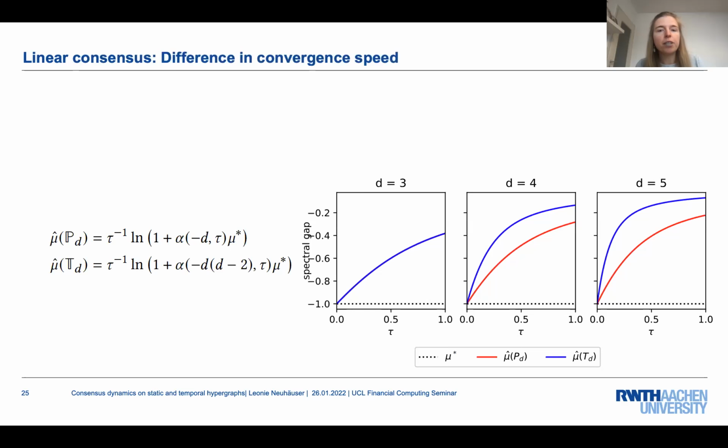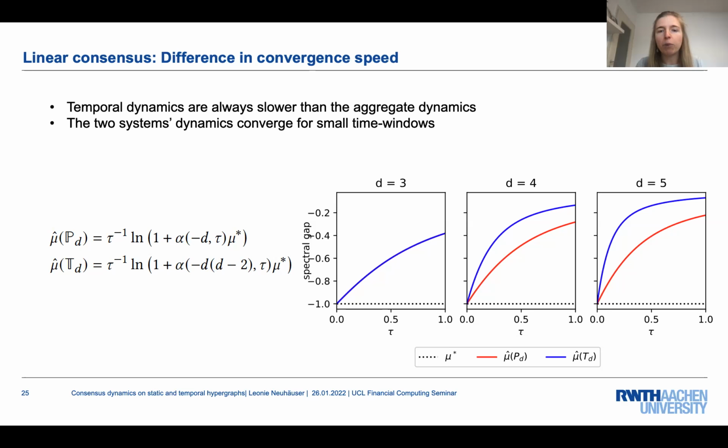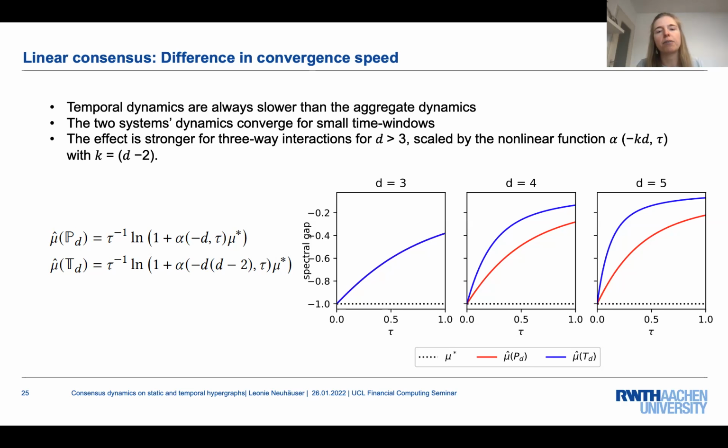So the functional relationship for the temporal and aggregated interaction matrices allows us to compare the spectral gaps of these systems, as I already said. And we can see that temporal dynamics are always slower than the aggregated dynamics, independent of the group size, for both pairwise and three-way systems. Moreover, the dynamics converge for small time windows to the aggregated dynamics. And interestingly, the slowdown effect is stronger for three-way interactions for D bigger than 3, which is scaled by the nonlinear function alpha.